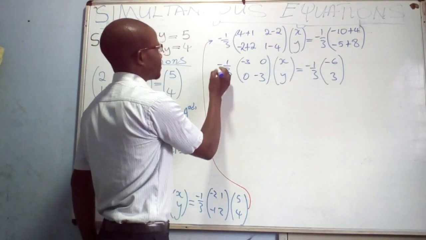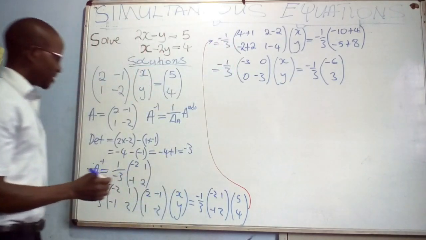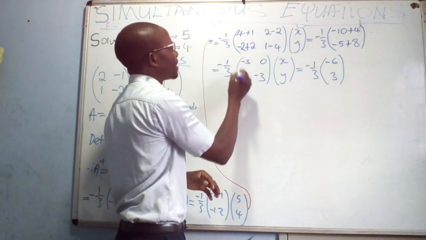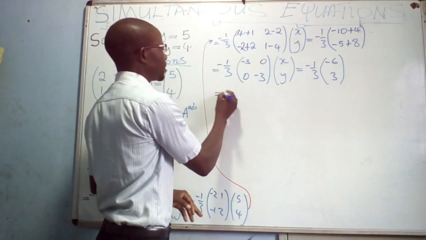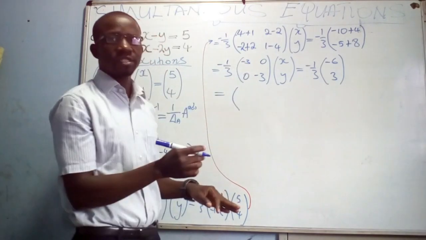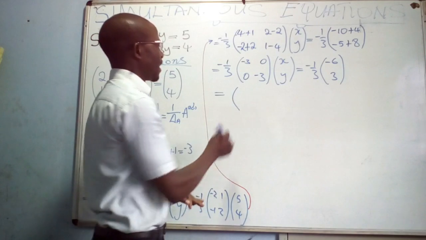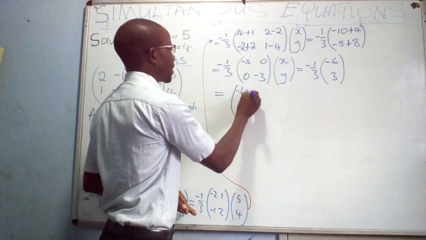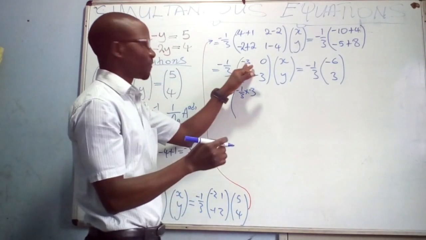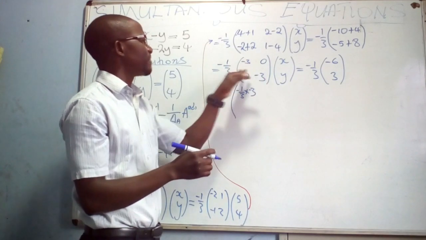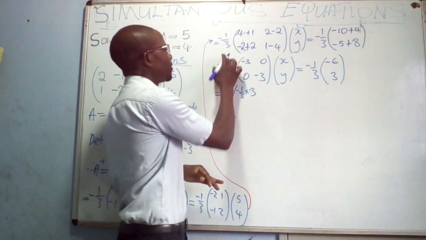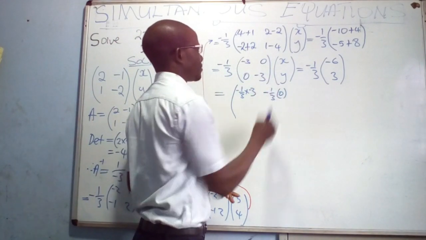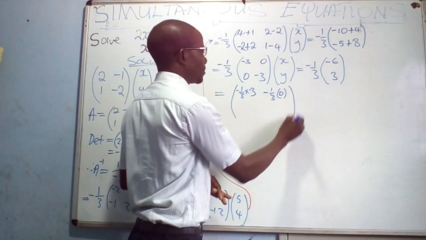When we multiply negative 1 over 3 times 3, it means negative times negative will be positive. Negative times negative is positive. 1 over 3, that is, we are saying negative 1 over 3 times negative 3. That is for this position, because we have to multiply everything inside the matrix by the scalar. Then negative 1 over 3 times 0. Then we close like that.